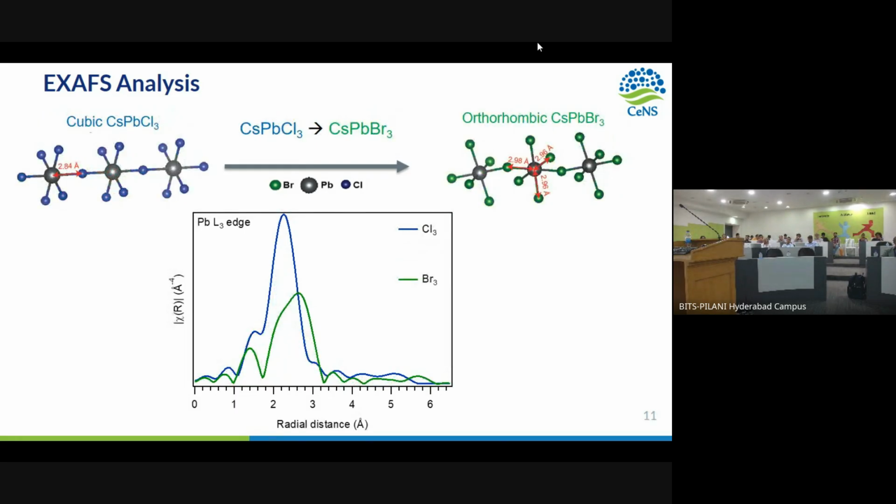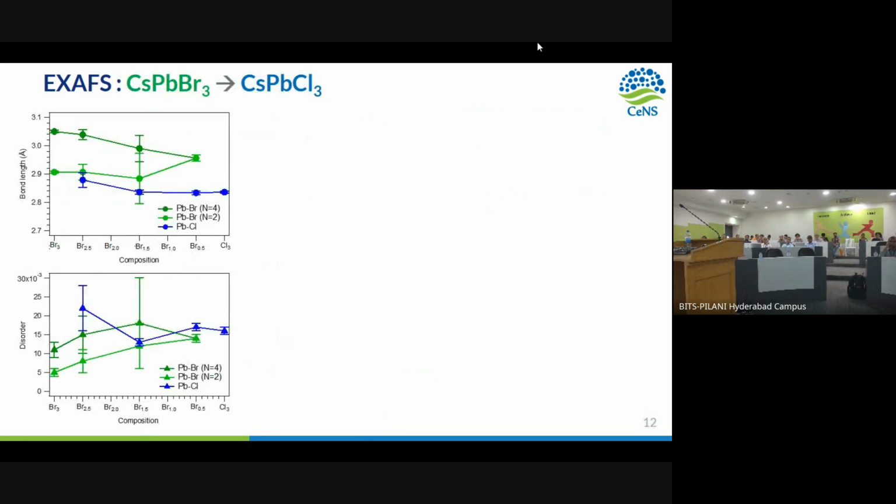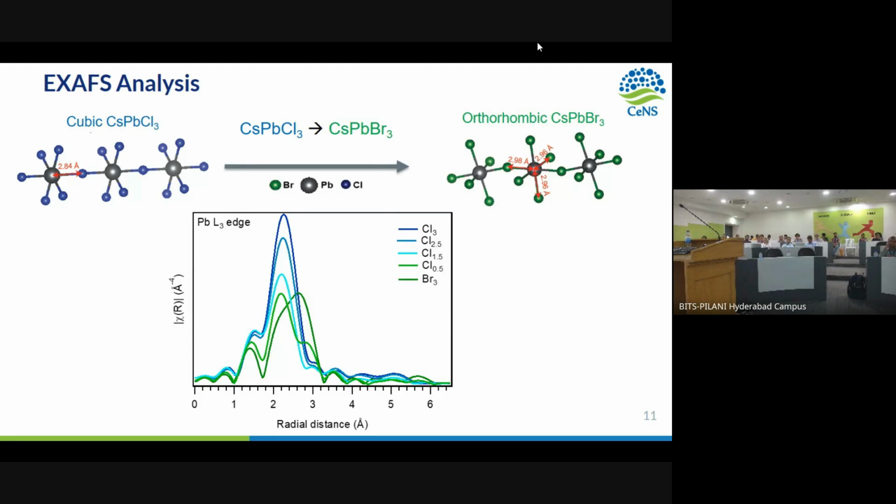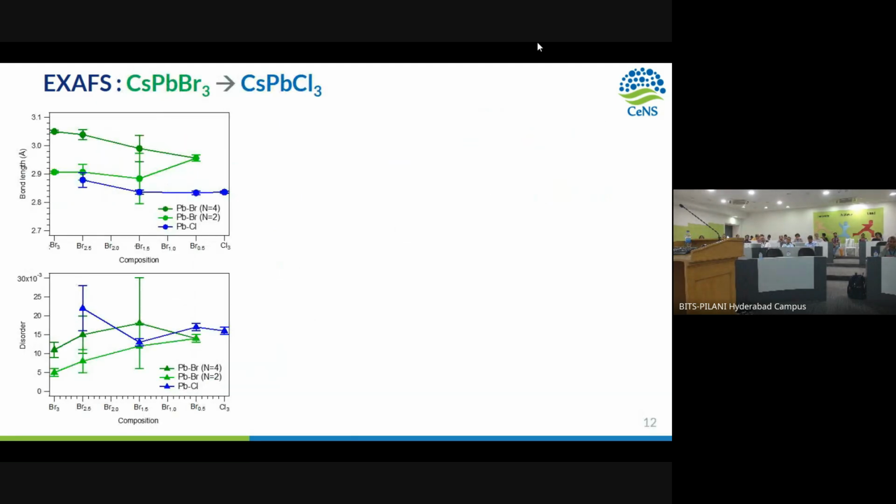Similarly, or not exactly similar, when we start from cesium lead chloride and come to cesium lead bromide, we see that this peak intensity is decreasing, and eventually a small amount of cesium lead bromide related peaks come up. As you see, in both cases the features are similar, but they vary to a different extent. So we do the deconvolution analysis of this R space data and find out the average bond length and the disorder in the system.